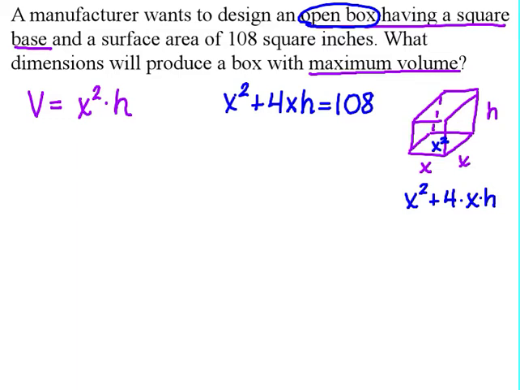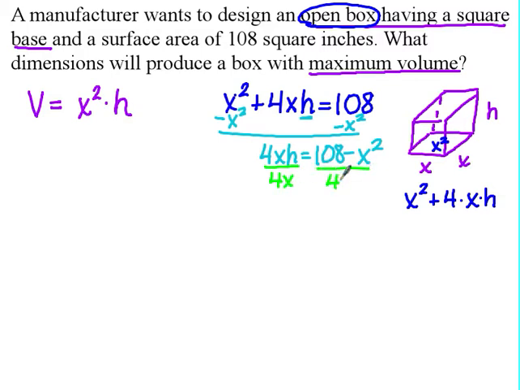All right, so now I need to solve for one of the variables. If I look at my secondary equation, I'm not going to solve for x because it's going to be virtually impossible since I've got 2 of them. So the only other option is to solve this for h. I have to get the h all by itself. So the first thing I'm going to do is subtract my x squared. So I end up getting 4xh equals 108 minus x squared. Now how do I solve that for h? Divide by 4x.